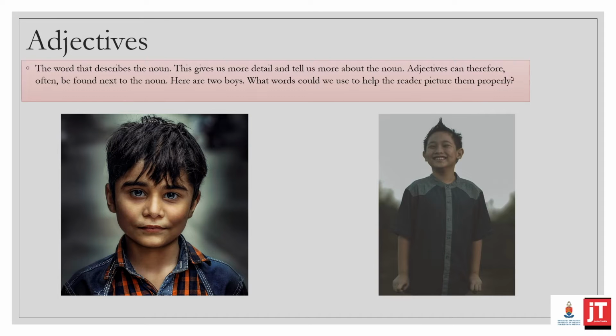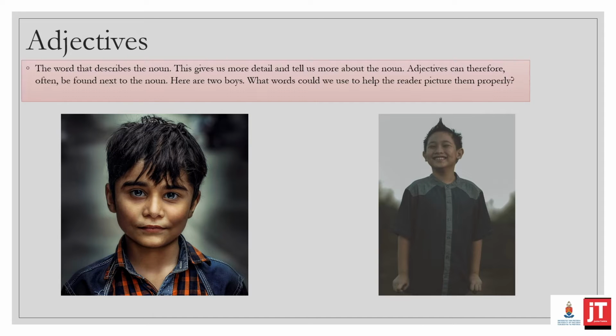Here are 2 boys below. Do you see the pictures? What words could we use to help the reader picture them properly? Now, this is just an example. They actually do look quite similar, but say, for example, we just say, the boy. Every single person in the world would probably picture a different looking boy, or different emotions. So it's very, very important that we use our adjectives so that our reader can fully understand what this boy looks like. Okay, so here are the 2 boys.